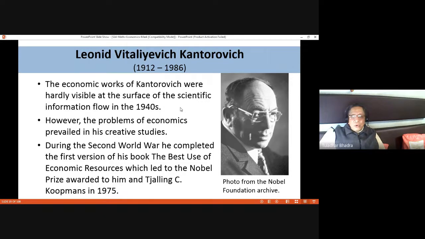Economic works of Kantorovich were hardly visible at the surface of the scientific information flow in the 1940s. However, the problems of economics prevailed in his creative studies. During the Second World War, he completed the first version of his book, The Best Use of Economic Resources, which led to the Nobel Prize award to him and Tjalling C. Koopmans in 1975. These two people shared the Nobel Prize in 1975.